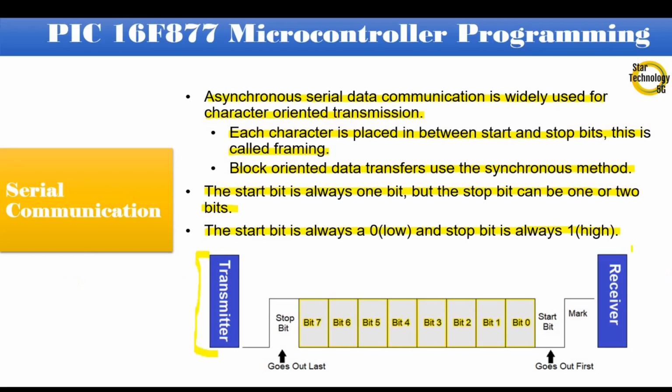Here is the transmitter and here is the receiver. The start bit is always 0. It will go out first. After that it will send the data bits: bit 0, bit 1, bit 2, bit 3, bit 4, bit 5, bit 6 and bit 7. At the end it will send 1 or 2 stop bits.